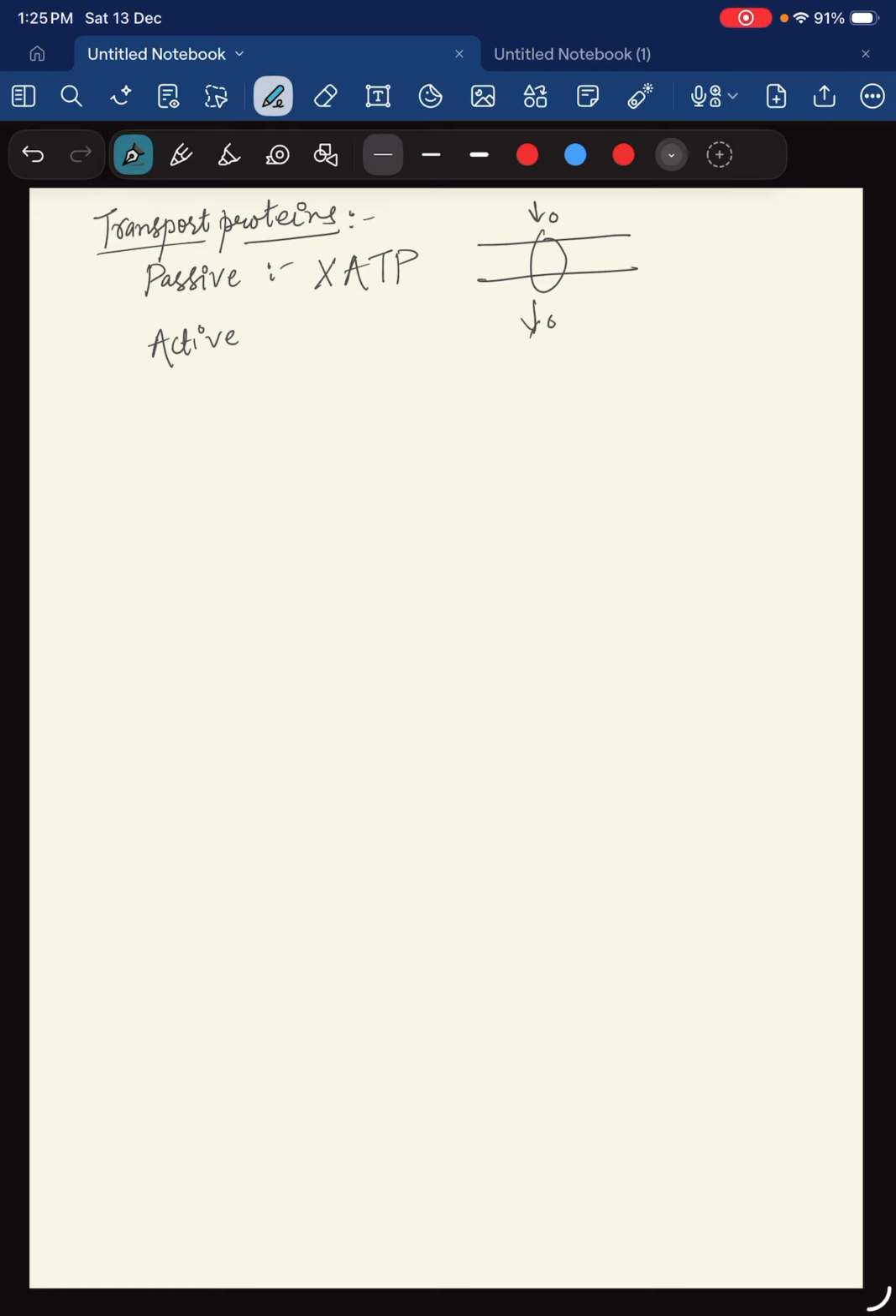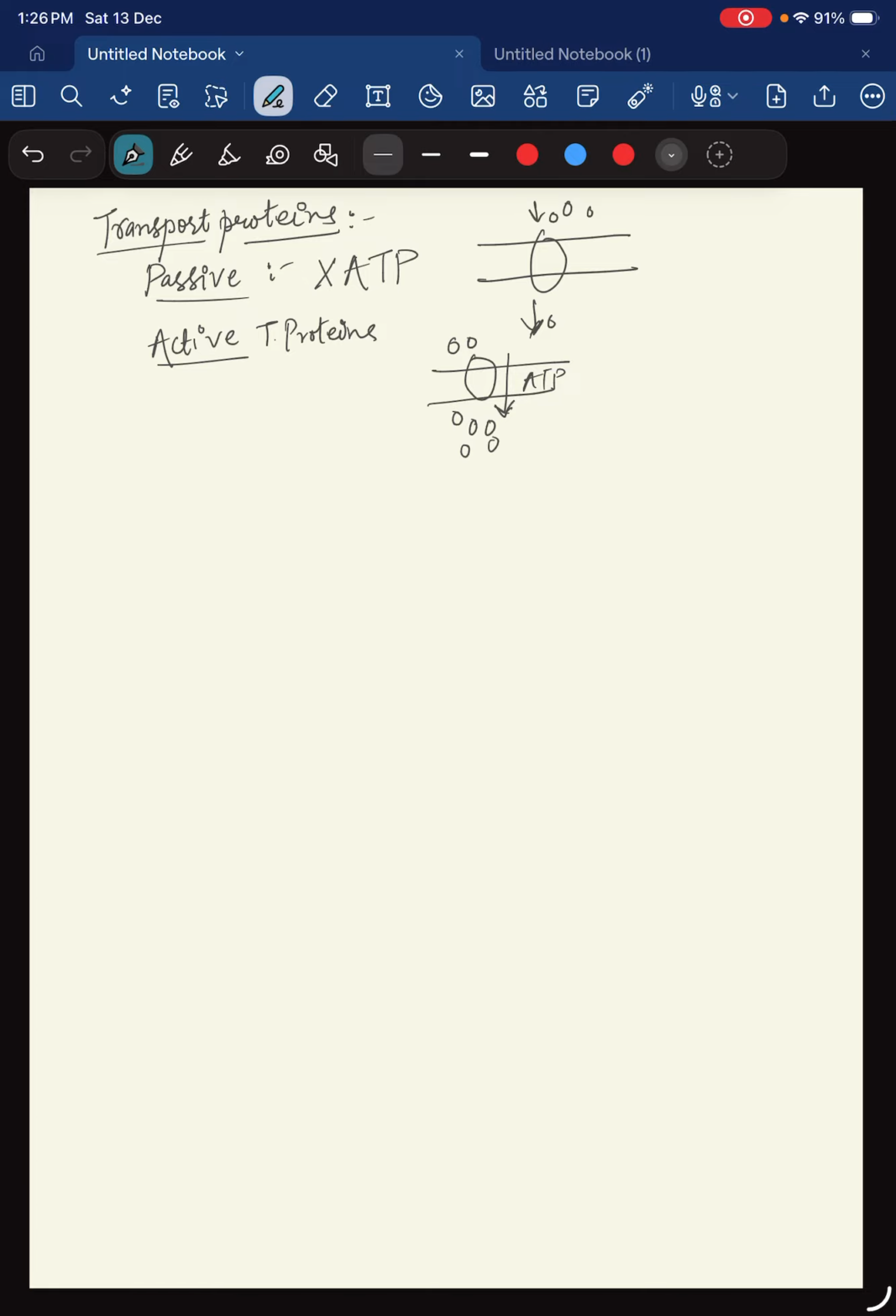No ATP is needed. And the active type of transport proteins require energy because they transport water soluble substances against the concentration gradient. They require ATP because here the concentration is already high and here it is low. So because proteins are moving against the concentration gradient, ATP is required. Here proteins are already high, so they are going with the concentration gradient.